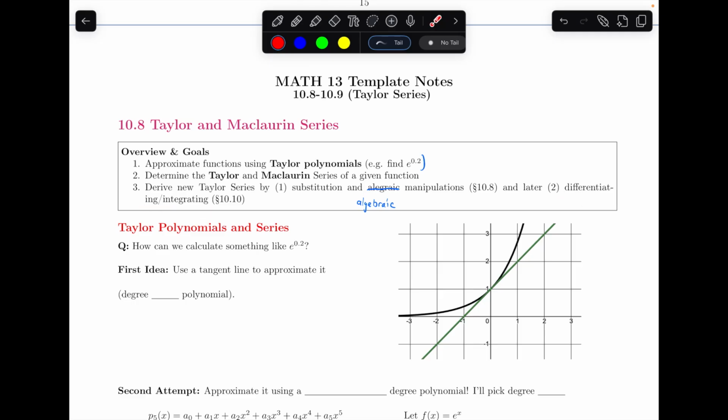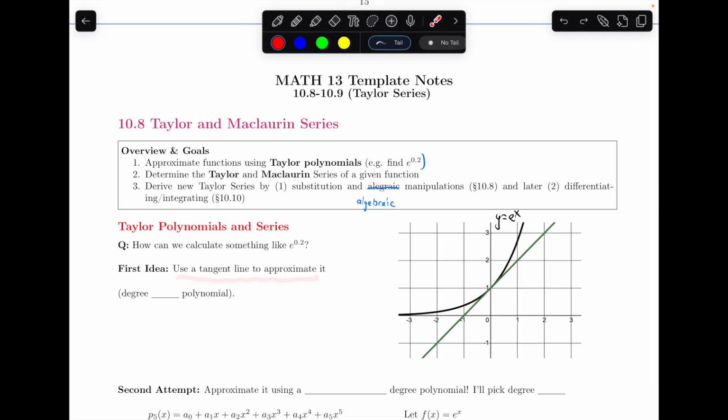So let's start by talking about Taylor polynomials and series. The question I want to begin with is, how can we calculate something like e to the 0.2? My first idea is, if I look at my graph of y equals e to the x, this exponential graph here, I can use a tangent line to approximate it at some nearby point.